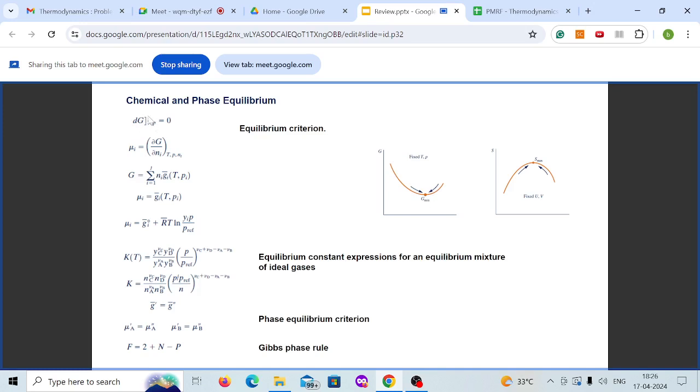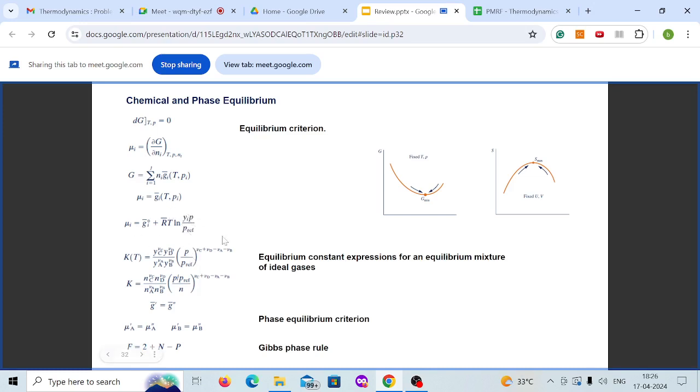So the Gibbs energy can be written in terms of your chemical potential, which is defined as dou G by dou N i. So at the equilibrium criteria, the chemical potential of the component in each of the phases will be the same. So G can be written as the summation of Ni into Gi at any T and P. So again, mu i can be written as the Gibbs energy of formation at the reference state point plus RT ln Pi by P reference. So Pi is again Dalton's pressure. You write Yi into P.